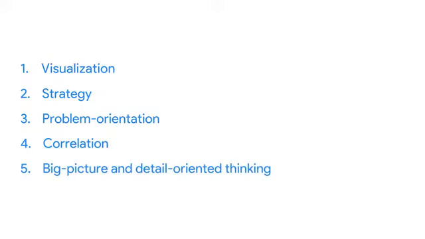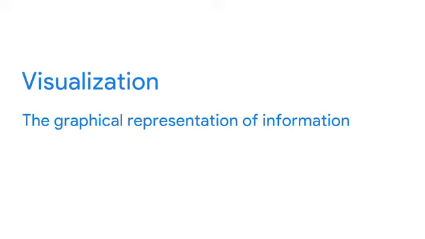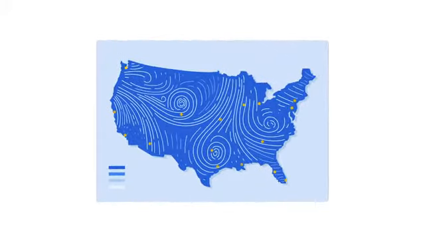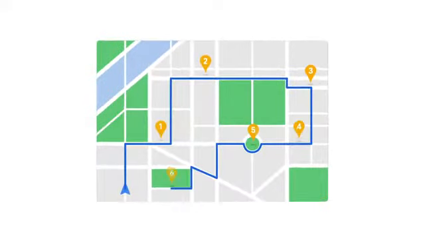Let's start with visualization. In data analytics, visualization is the graphical representation of information. Some examples include graphs, maps, or other design elements. Visualization is important because visuals can help data analysts understand and explain information more effectively. Think about it like this. If you are trying to explain the Grand Canyon to someone, using words would be much more challenging than showing them a picture. A visualization of the Grand Canyon would help you make your point much quicker.